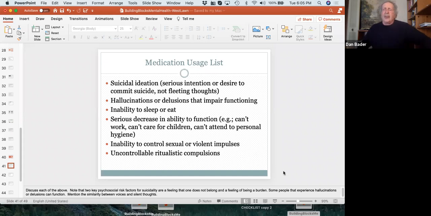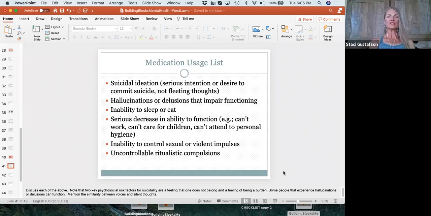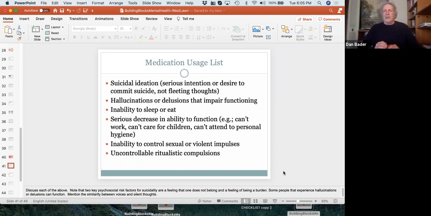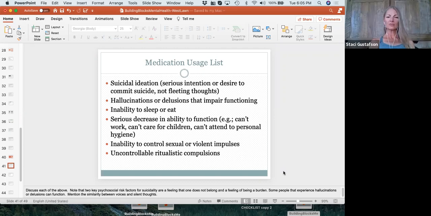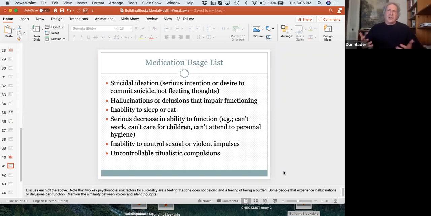Yes, Stacy. You just said a little bit that it could be organic, but I'm wondering, it's unusual, I haven't heard of that before, really. Where does that come from? Where does what come from? The uncontrollable ritualistic compulsions. Yeah. Well, that would be a severe case of what they call obsessive compulsive disorder.